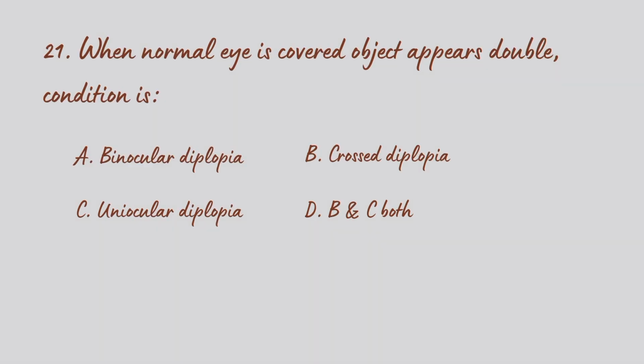Next question. When the normal eye is covered, the object appears double. The condition is option A, binocular diplopia, option B, crossed diplopia, option C, uniocular diplopia, and option D, B and C both. Correct answer is option C, uniocular diplopia.